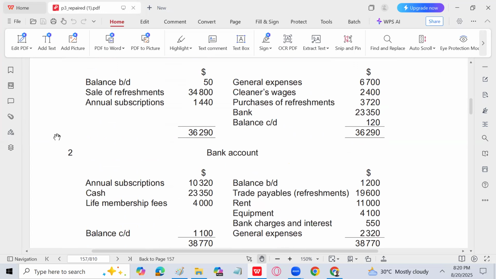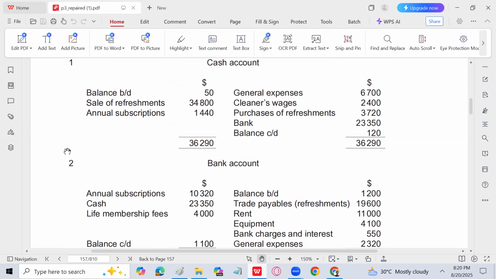Notice that you have been given a cash account above, and he has also given the bank account. Generally, it never happens in an NPO, but it's quite easy. Even if a cash account is given, it doesn't matter. But the problem is this: this bank 23350 and this cash 23350.